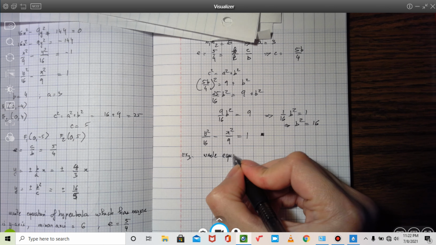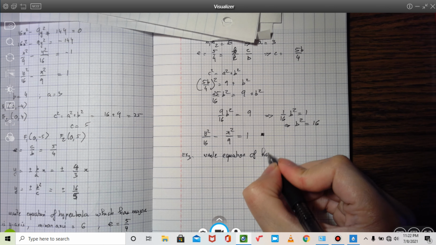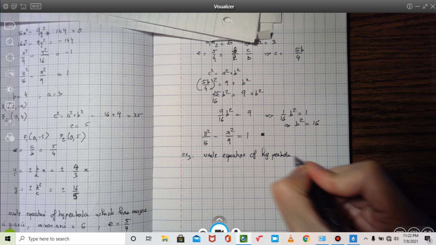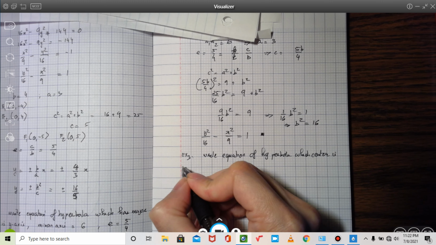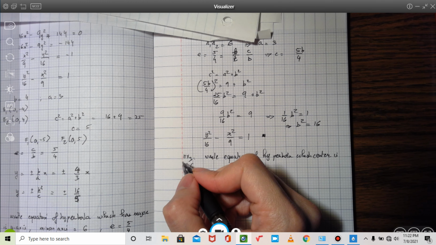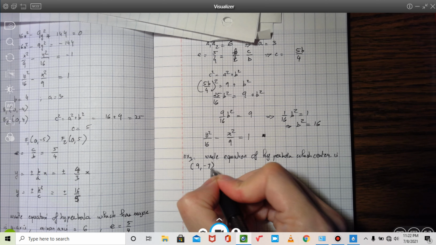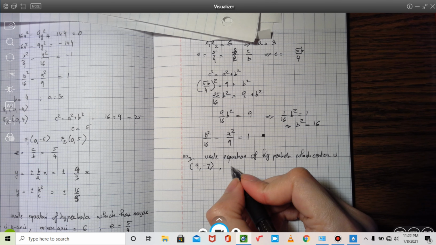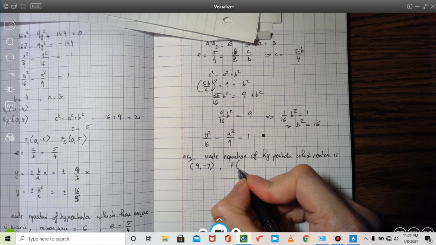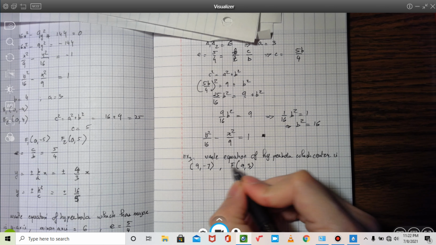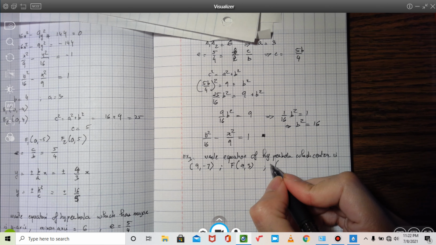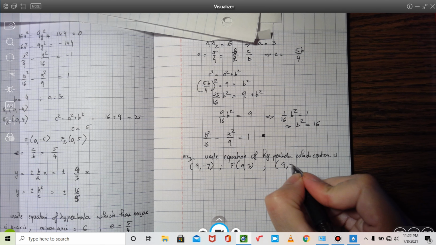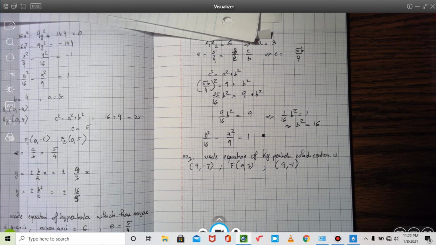Equation of hyperbola whose center is (9, -7), and one of the foci is (9, 3), and one of the vertices is (9, -1). Okay, let's see if we can do this or not.